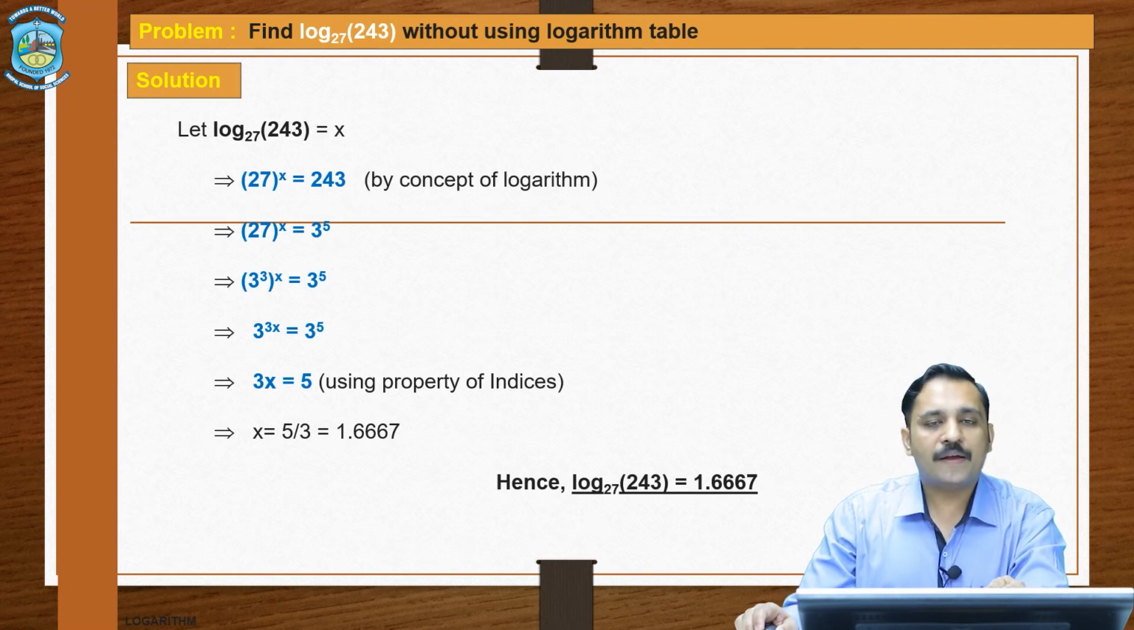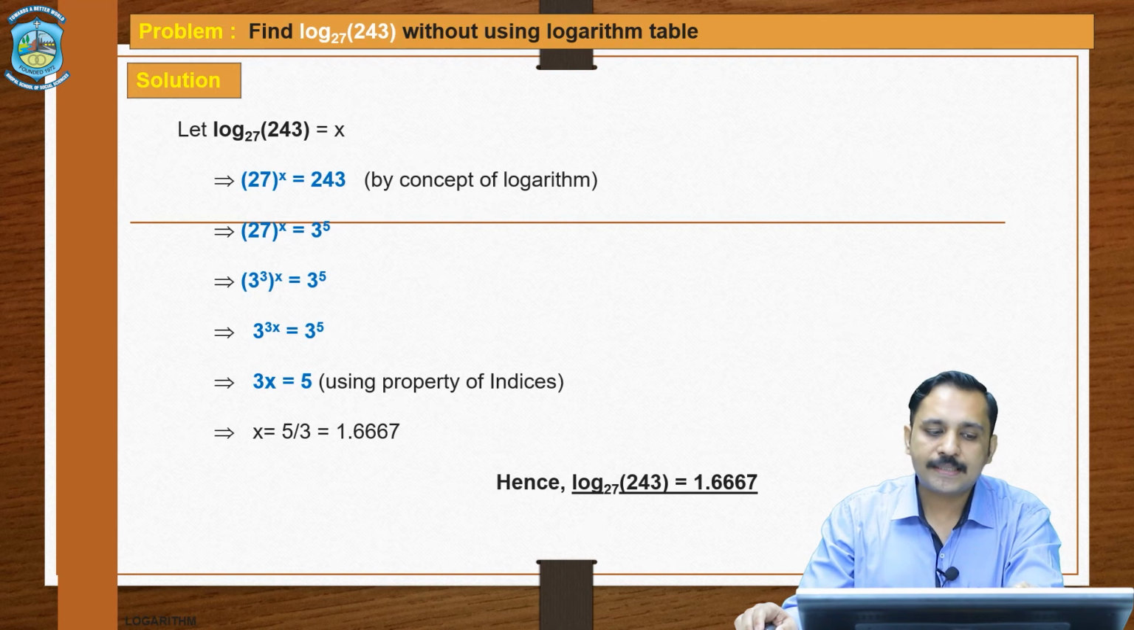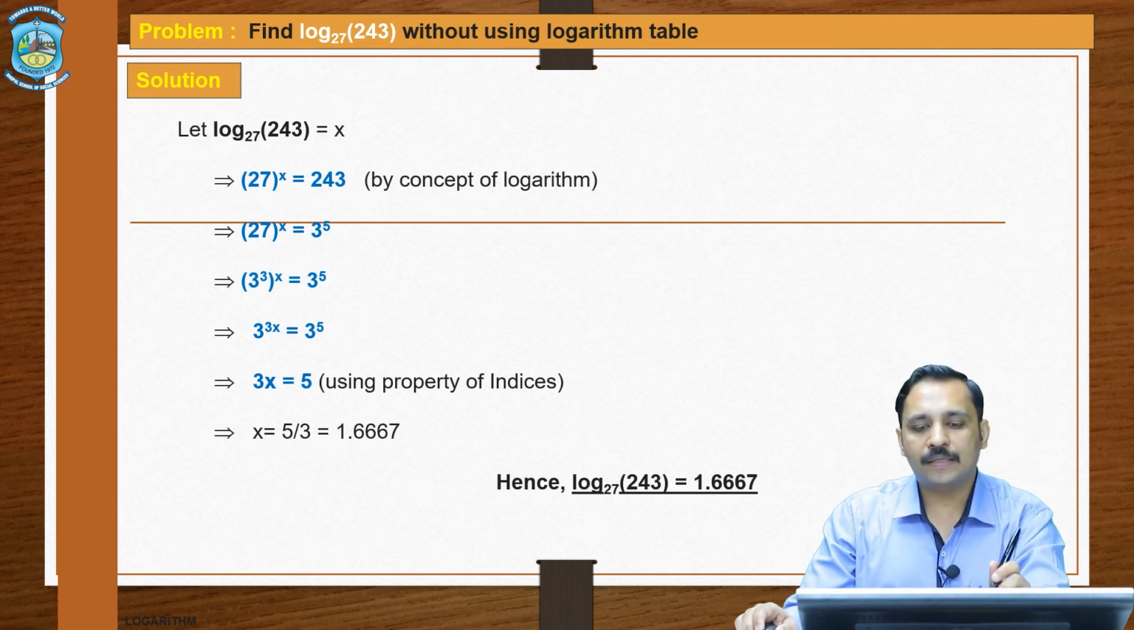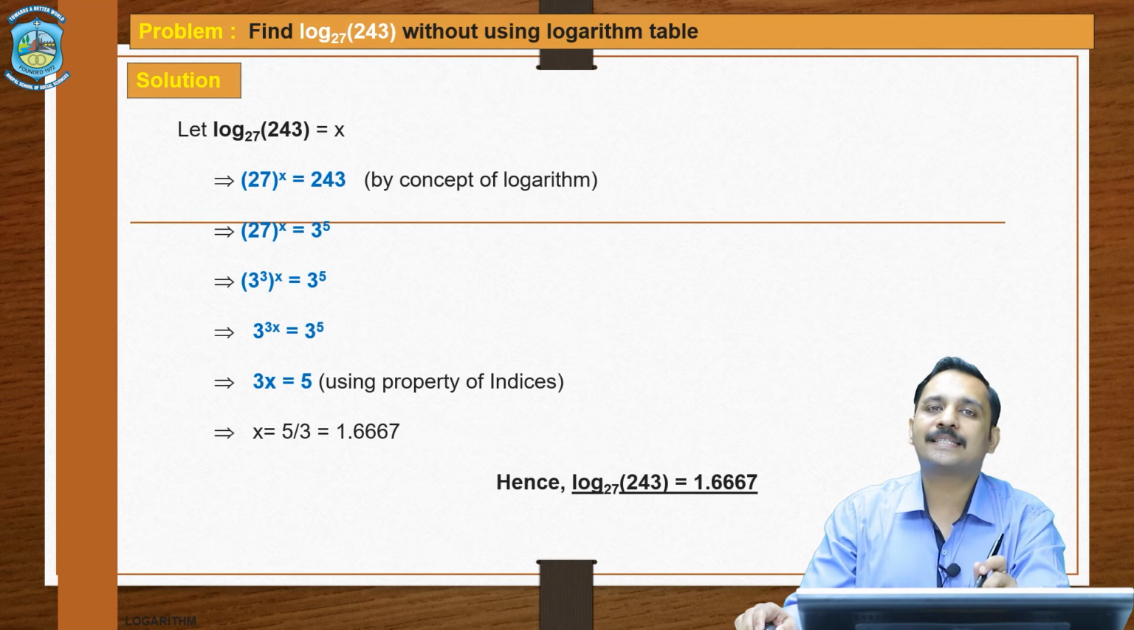Now, we have seen that in indices, if bases are same, powers are equal. That means the value of 3x is equal to 5. Now, the value of x is equal to 5 upon 3, which is equal to 1.6667. Hence, the value of log of 243 to the base 27 is equal to 1.6667. I hope you understand this concept of using the properties of logarithms to solve questions without using any log table. Let us take another example.